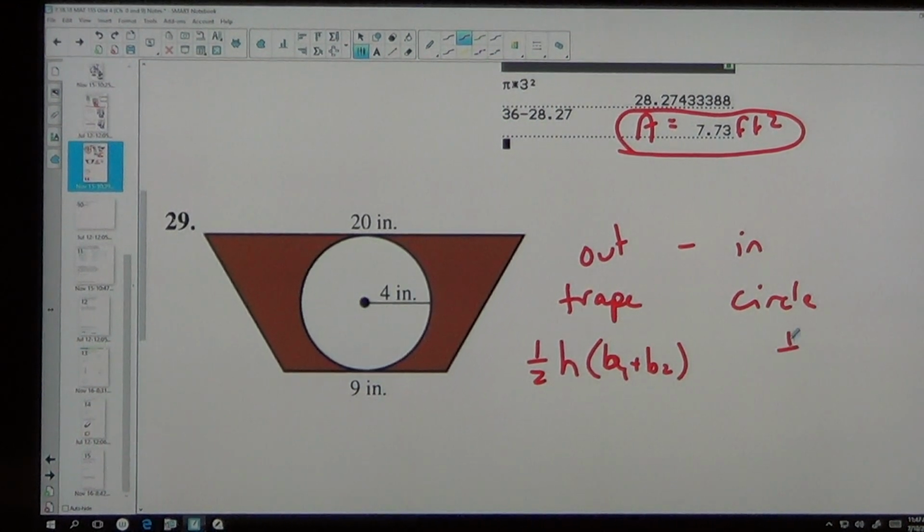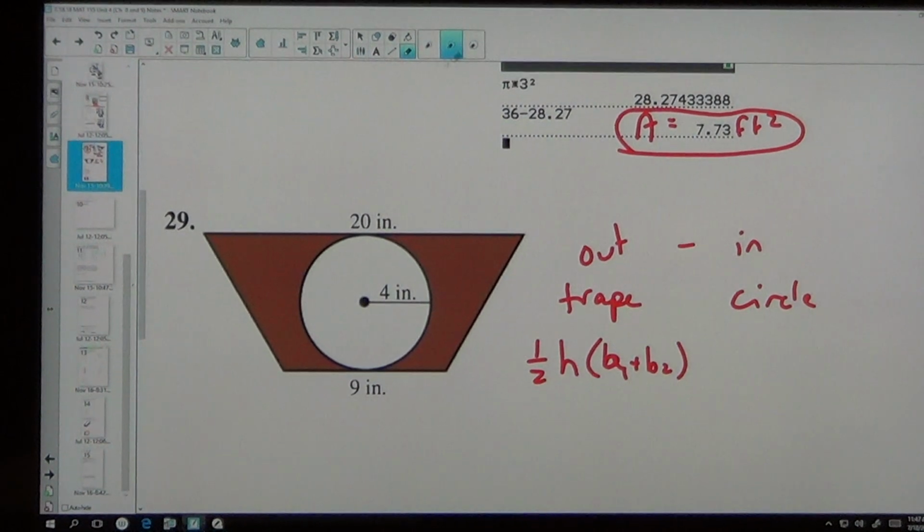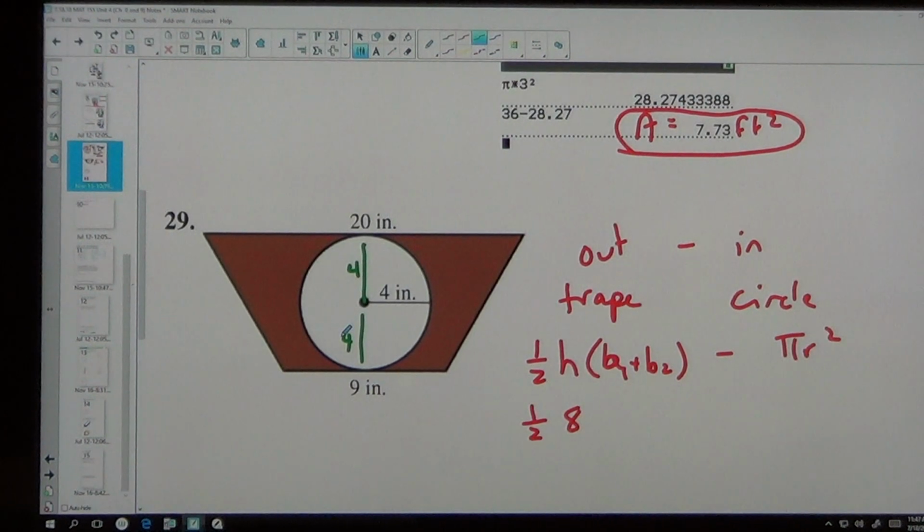And a circle is pi r squared. Okay? What is my h? Very good. My h is 8. Because if my radius is 8, that means 4, that means this is 4 and this is 4. So my height is going to be 8. So my height is 8.